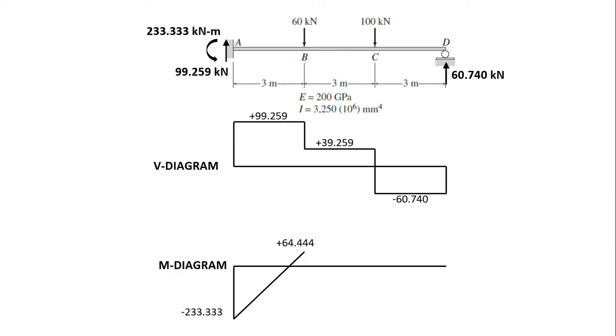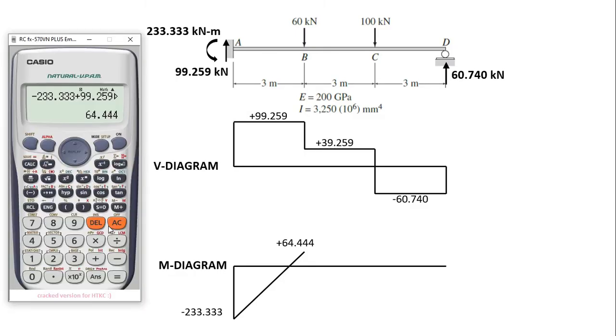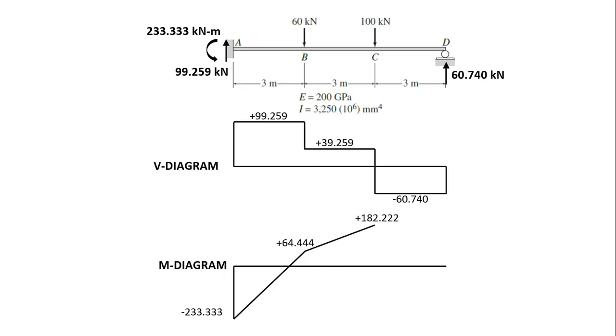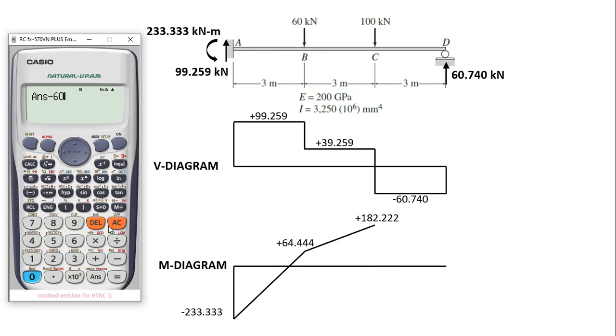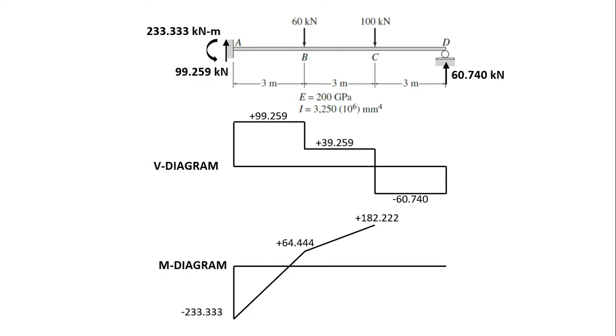Ayan. And then, mag-add tayo ngayon ng 39.259 times 3. We have 182.221. Nilagay lang natin dito yung sakto, 182.222. Okay? And then minus 60.74 times 3. Yung sinasabi ko na ito 0.001 yan eh. Kaya babalik naman tayo sa 0. Acceptable naman yan. Okay? So, here's our moment diagram. Okay? Let's proceed to our second example.